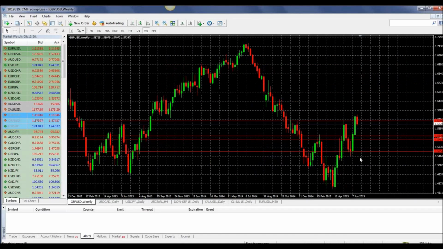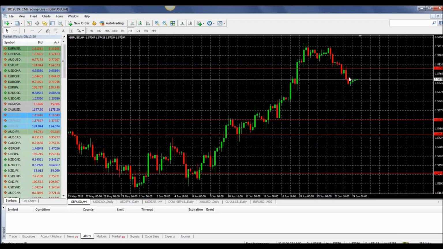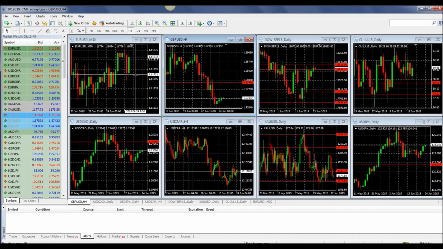Let's see how the GBP USD fared. It also sold off into yesterday's move, but again, not as extreme. So the GBP is holding relative strength against the USD vis-a-vis the euro. It's more contained to the euro, and it's not that the US dollar is getting stronger across the board. It's just that the euro is getting weaker versus the USD.